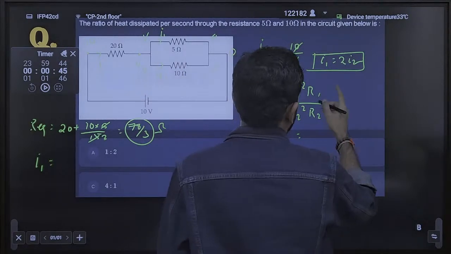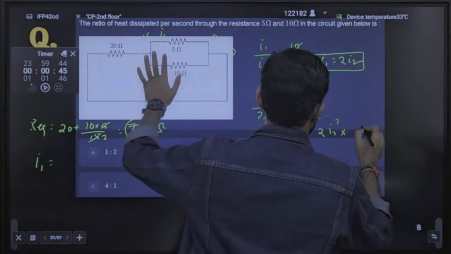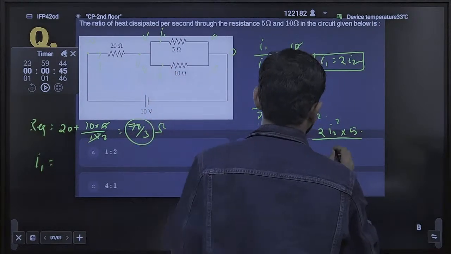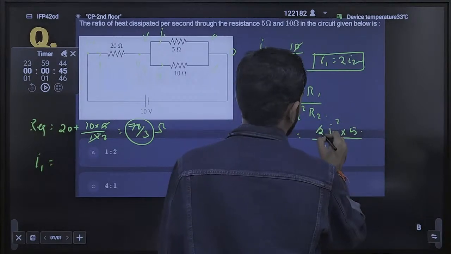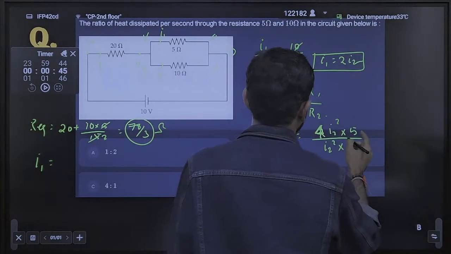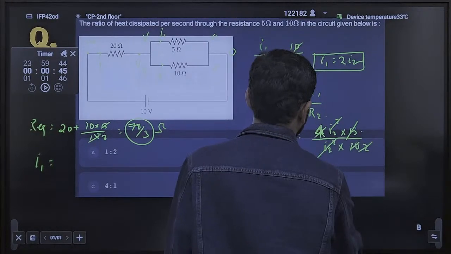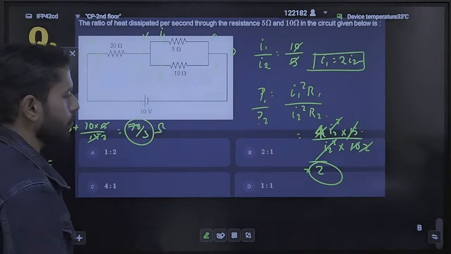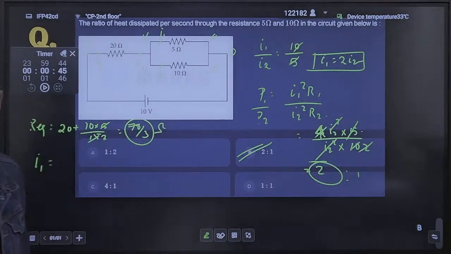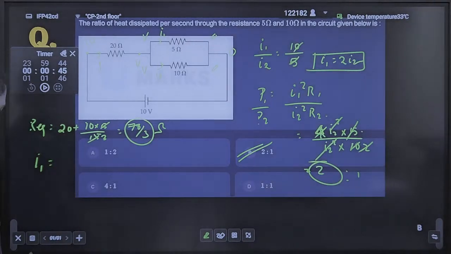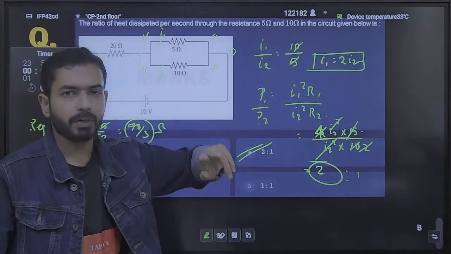See, in place of I1 square I can write 2 I2 square, into R1, which is 5, divided by I2 square into R2, which is 10. Actually it will become 4, sorry, because the square is there. The I2 square will completely get cancelled, and the final ratio P1 by P2 is equal to 2, or 2 is to 1, which is the correct option. Option B is the correct answer. So simple a question. Just this analysis that you have learned here, that current is distributed by the inverse law.